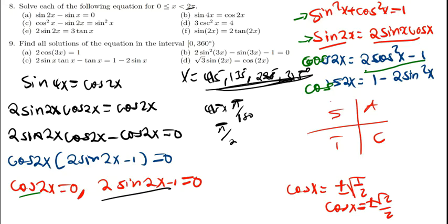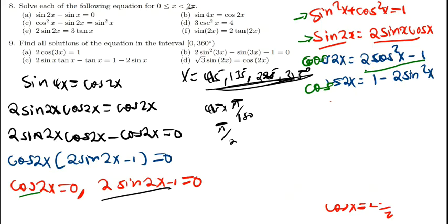What is going to happen now is this. You replace sine 2x with that. So it will be 2, that is going to be 4, right? It will be 4 sine x cos x minus 1 is equal to 0, sorry.